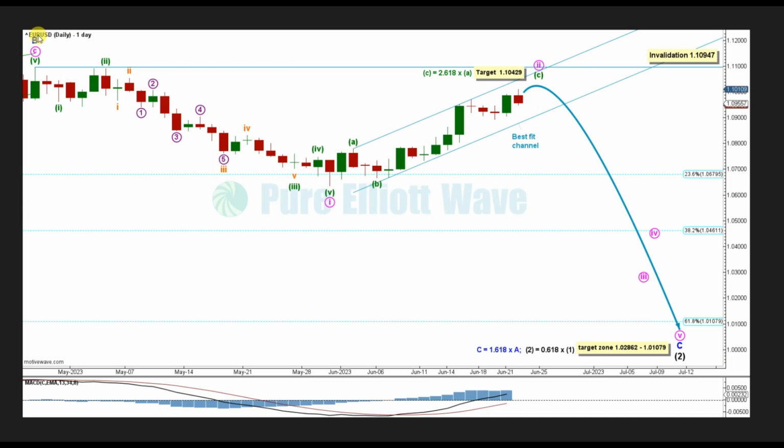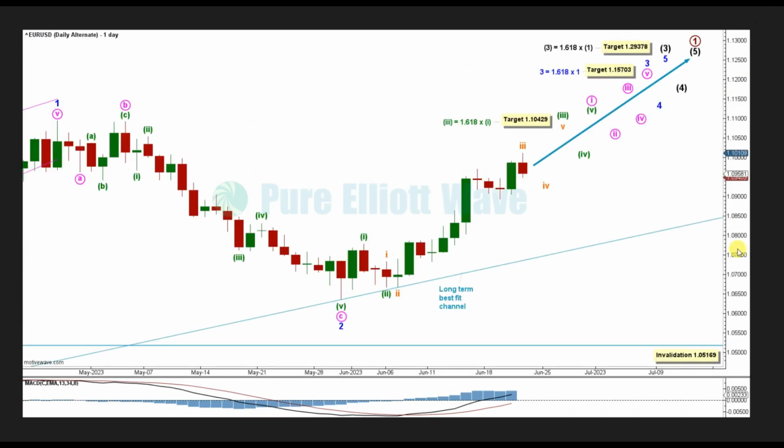The larger structure we're looking at now is an A, B, C flat, which had A off down here, B coming up, and now C moving downwards. So we're expecting a short-term bear market in a very long-term bull market. So both counts were bullish for the longer term, but the short term they differed. I'll show you the alternate right here. And this is the alternate.